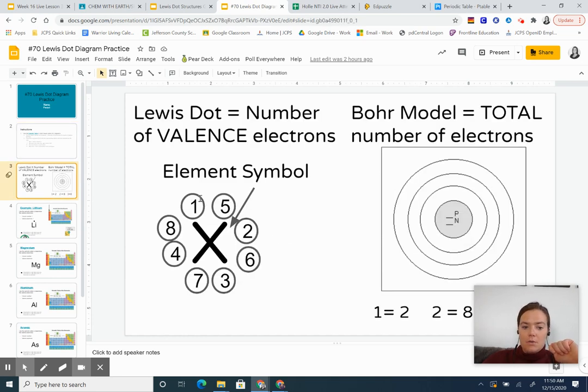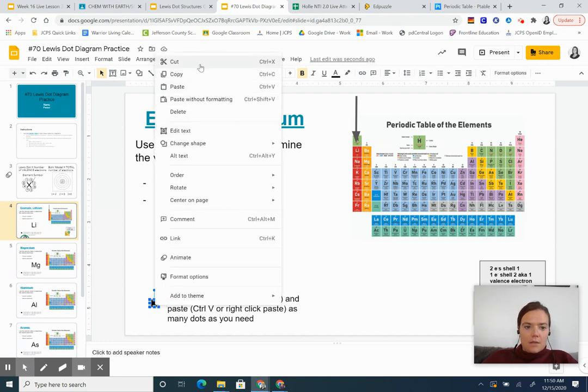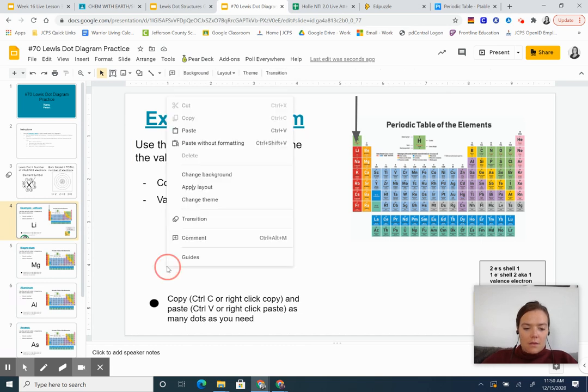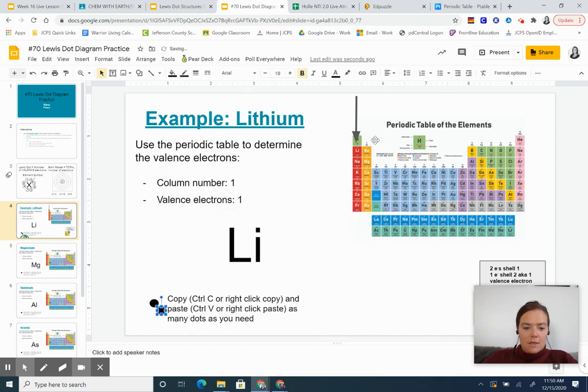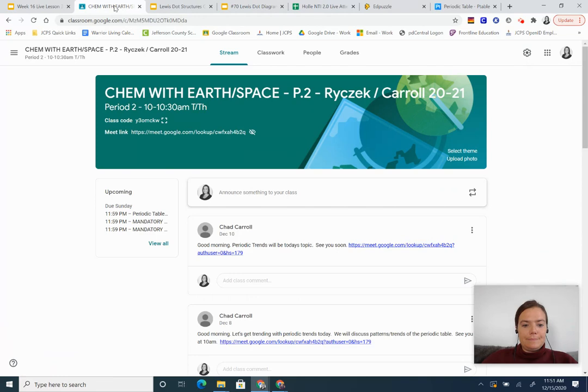Again, reminding you about those rules about where they get placed. So with lithium, we know lithium is in column 1, so it has 1 valence electron. And then again, we do Control-C, or you can right-click, copy, and then right-click, paste, and move that over. If it only has 1, it can go right here at the top all by itself. And that's it. Okay, there are 5 examples that you're going to try on your own.